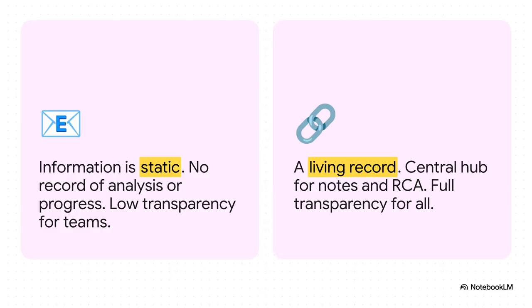This right here gets to the absolute core of it. An email alert is basically a photograph. It's static, it's frozen in time. The second you start working on the issue, that email is already out of date. But an integrated Jira ticket, that becomes a living record. It's a live video feed of the incident. It's the one place for all your notes, your root cause analysis, and it gives everyone, from developers to managers, a clear, real-time view of what is happening.